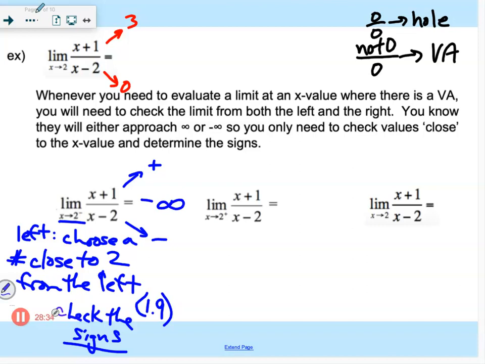No matter what, when you have a vertical asymptote, left or right, it's going to an infinity. You just need to know which one. So the sign is going to tell you, is it positive or is it negative? And Tyler, what's your question?